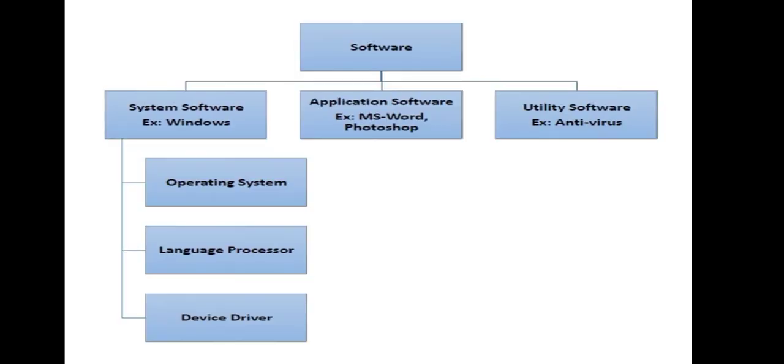So basically software is divided into three types. One is system software, application software, and utility software. We'll discuss one by one. When you come to the system software, there are three basic types: operating systems, language processor, and device drivers.